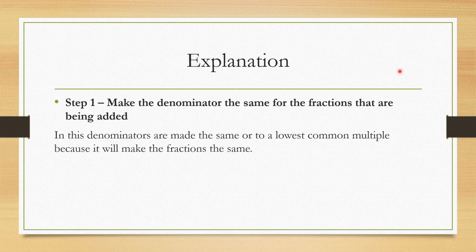As I said before, the denominators are made the same, to the lowest common multiple, because it will make the fractions the same. Let's take a small example. If we take a pie, once you cut a pie, you cannot uncut it. You can't just undo what you did to the pie. Once you cut it into 8 pieces, you can't stick it back together and make it into 4 pieces or something. So you can't change what you did.